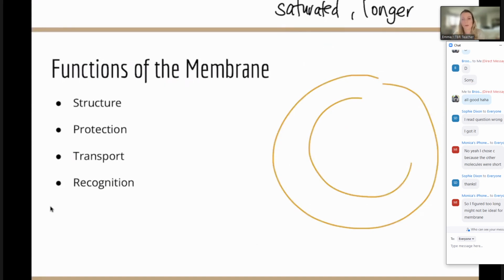We have to think about what this actually does. Well, we obviously know it's going to give the cell some shape, and that's part of structure. We also know that this forms a barrier. If we think about our extracellular environment out here and our cytoplasm inside, the only thing really preventing something from coming in is this plasma membrane. So therefore, it's going to function in protection.